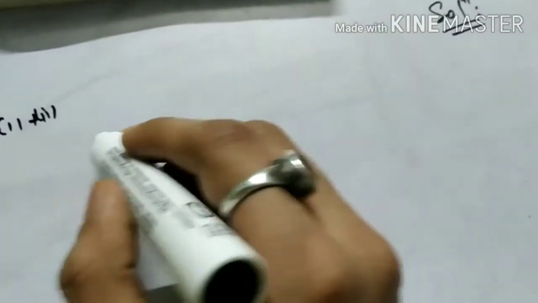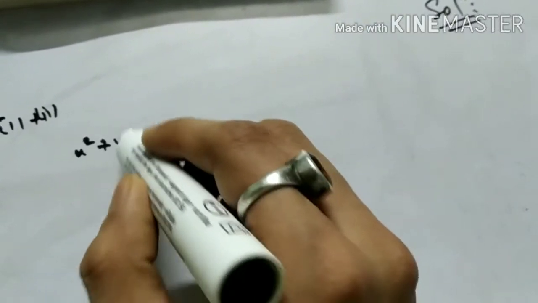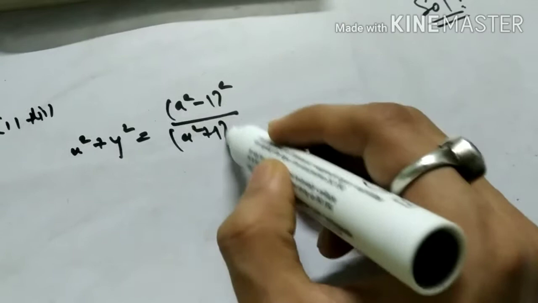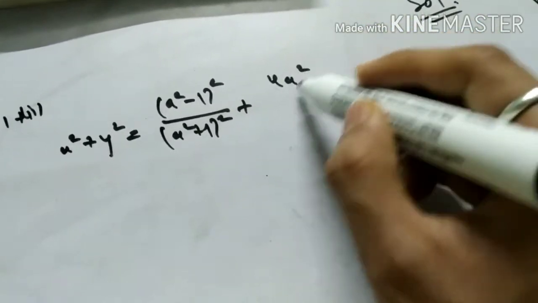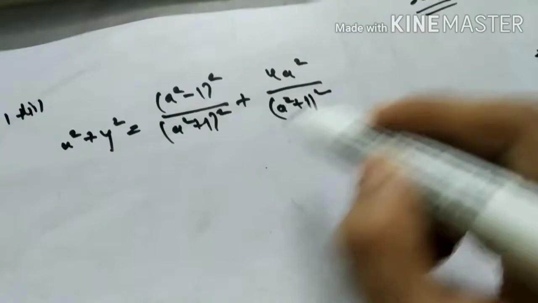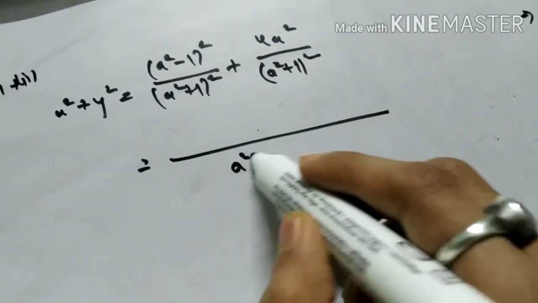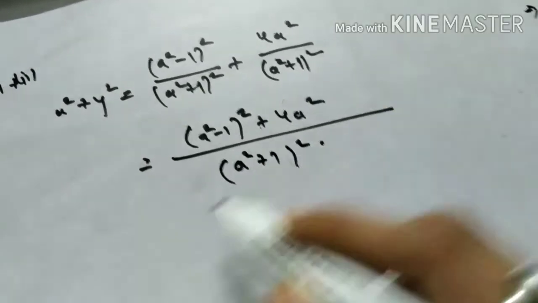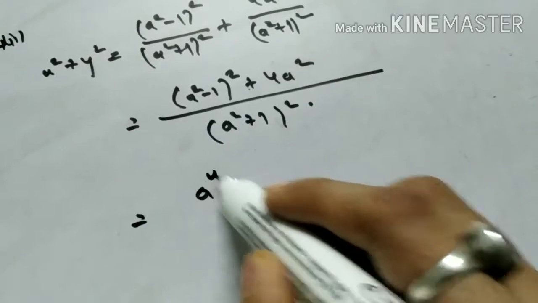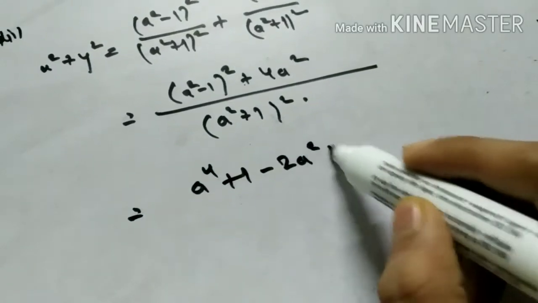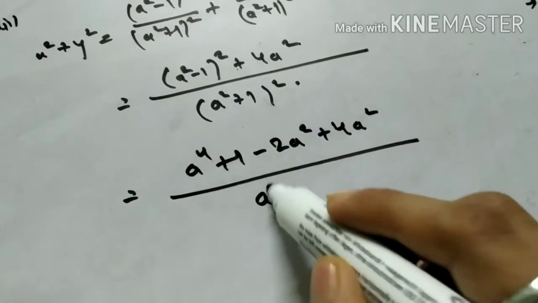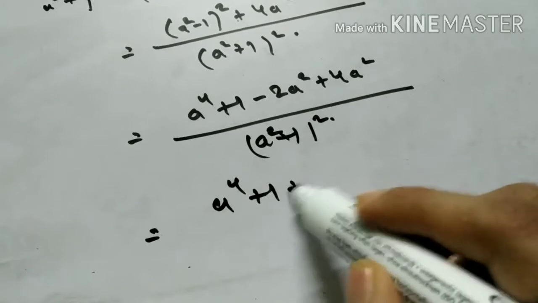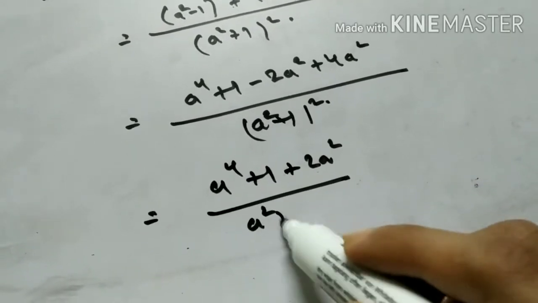Now you see, left hand side x square plus y square is equal to (a square minus 1) the whole square by (a square plus 1) the whole square plus 4a square by (a square plus 1) the whole square. You will get the denominator same, so you will get (a square minus 1) the whole square plus 4a square. So this one you break it into formula, a to the power 4 plus 1 minus 2a square plus 4a square by (a square plus 1) the whole square. So you will get a to the power 4 plus 1 plus 2a square by (a square plus 1) the whole square.